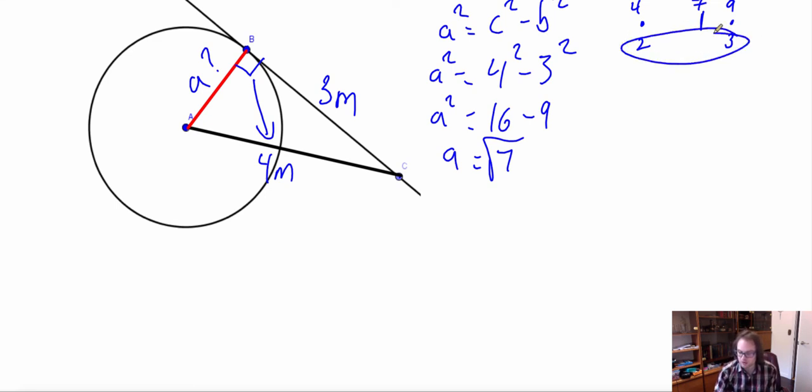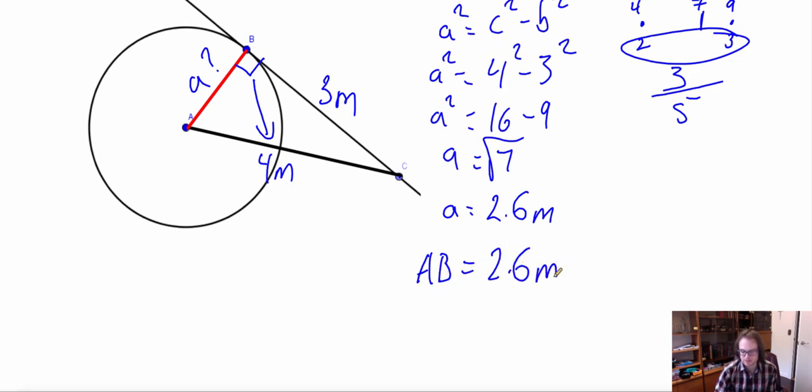My total out of, it's going to be 5. Remember, we add those out. And 7 minus 4 is 3/5. So it's 2 3/5, so A is equal to 2.6. Now, that's in meters. So we know AB is equal to 2.6 meters. And that's it.